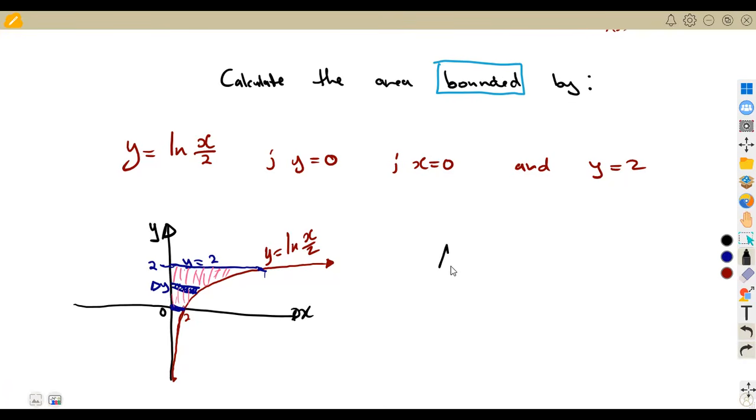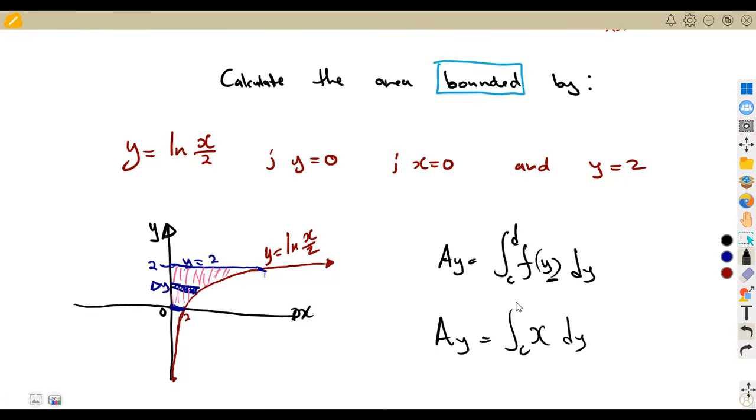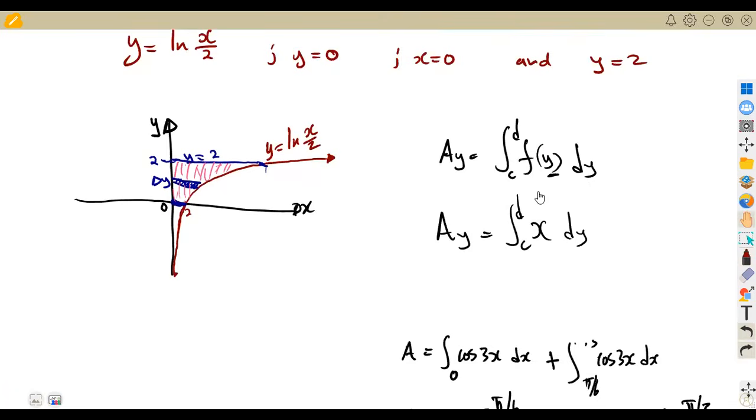So the area with respect to y is supposed to be the integral of f of y with respect to y, whereby this function of y is the one that we are saying is x, with respect to y with the limits c and d in this case. So we are going to need to make x the subject of the formula, to be x is equal to.